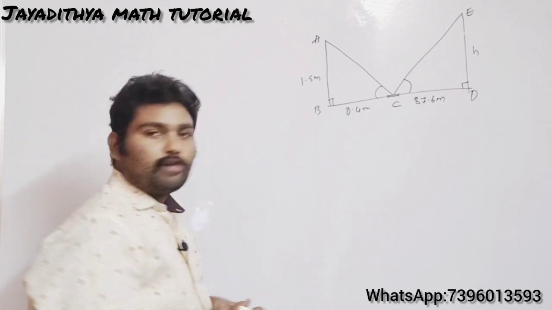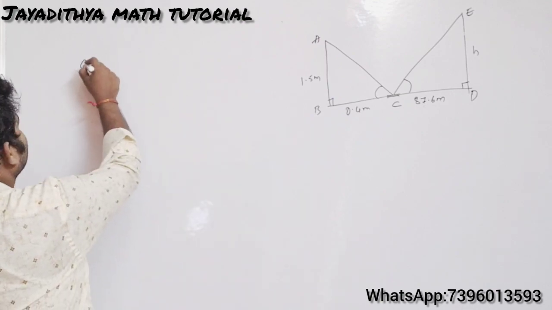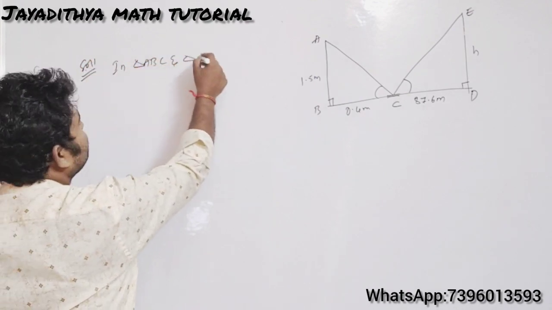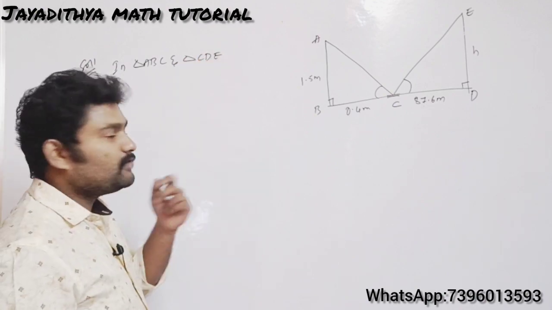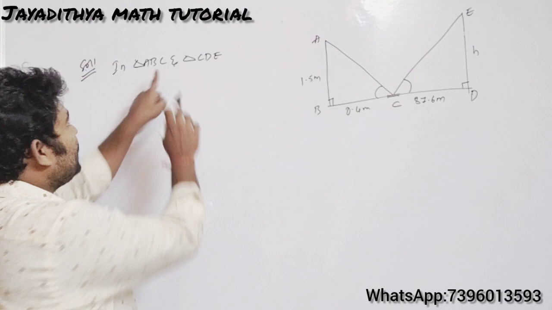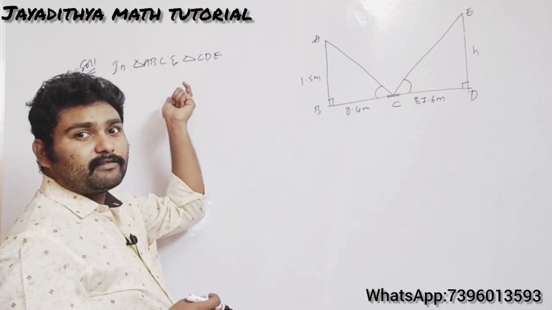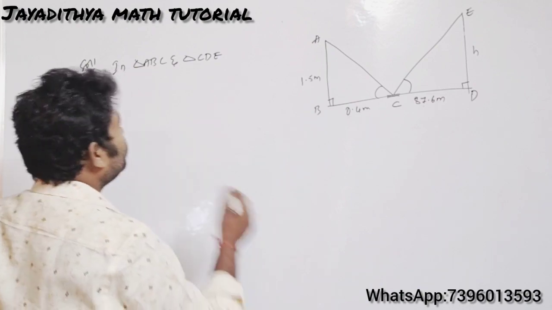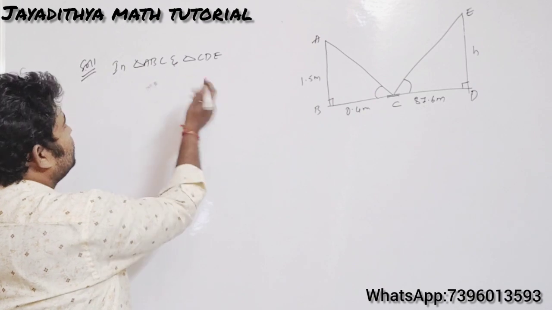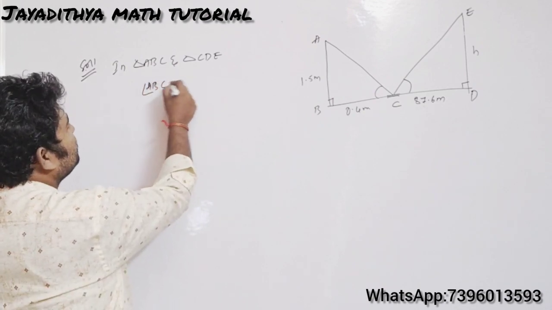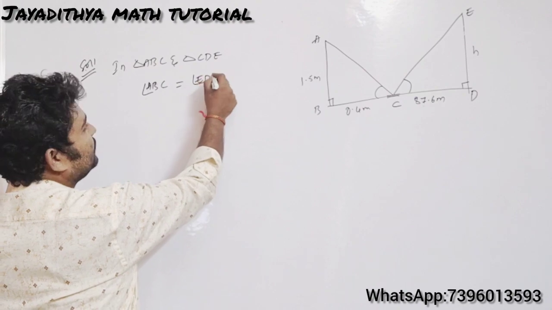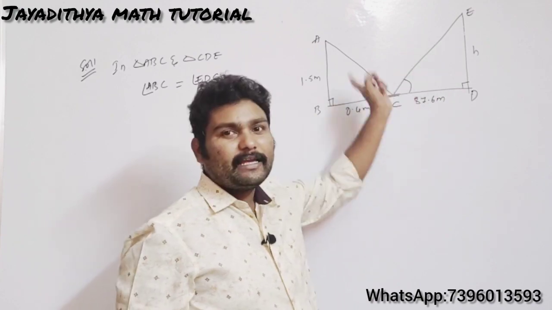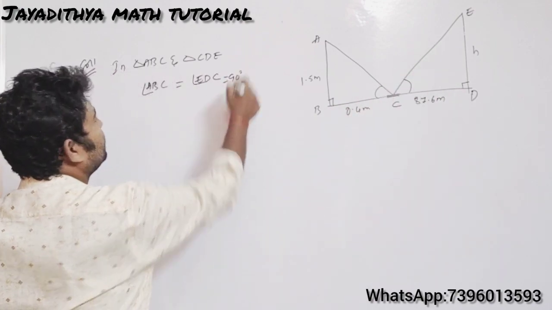So how to solve the problem? Let us see here. I am taking triangle ABC and triangle CDE. First of all we should show what the similar triangles are. I am not showing similarity yet, I am just taking the triangles. After writing the dimensions we can analyze how the triangles are similar. So see here, let us take the angles. Angle ABC is equal to angle EDC. Angle ABC in triangle ABC and angle EDC in triangle CDE are both equal, and equal to 90 degrees.